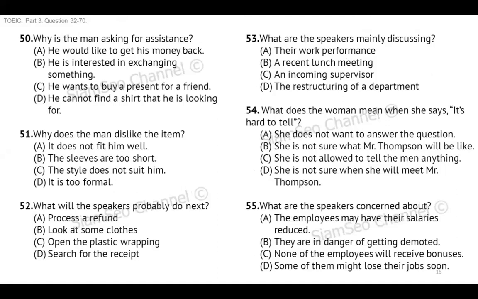Good evening. I wonder if you can give me some assistance. I'll do my best, sir. What do you require help with? I received this shirt as a birthday present yesterday, but it's not really my style. Would it be possible to exchange it for something else?